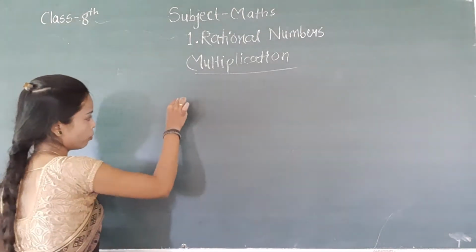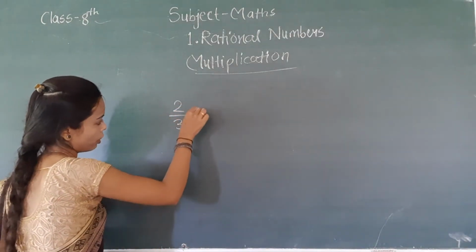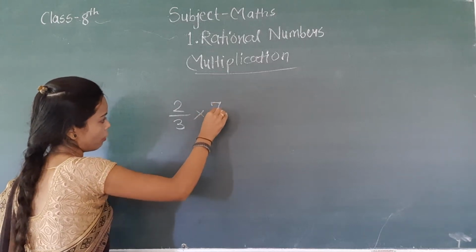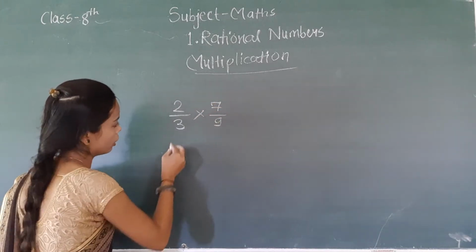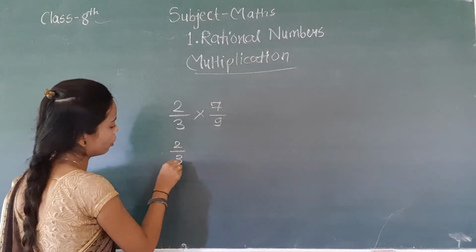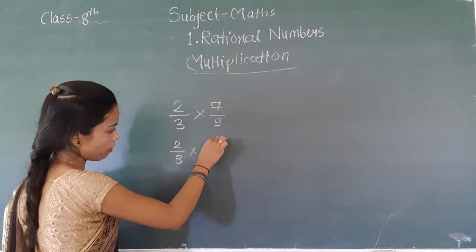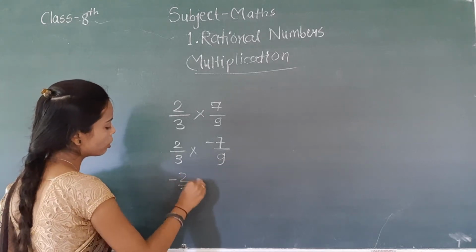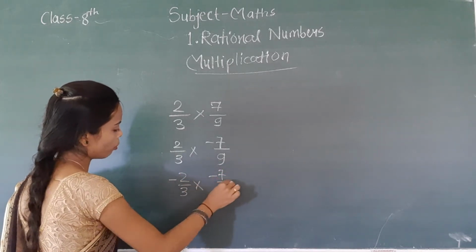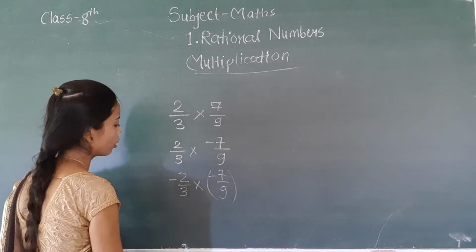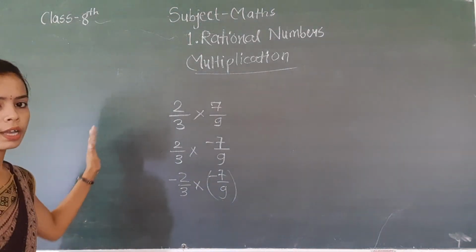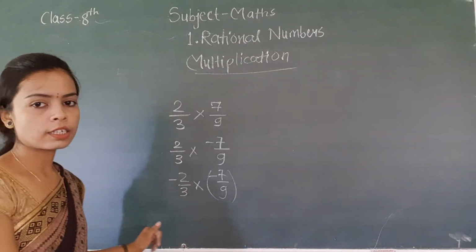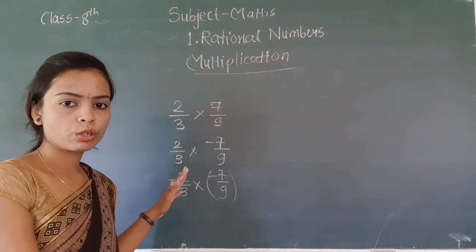Suppose for example 2 upon 3 multiplied with 7 upon 9, 2 upon 3 multiplied with minus 7 upon 9, and minus 2 upon 3 multiplied with minus 7 upon 9. Find out the answers of all these three and check whether your answer is a rational number or not.